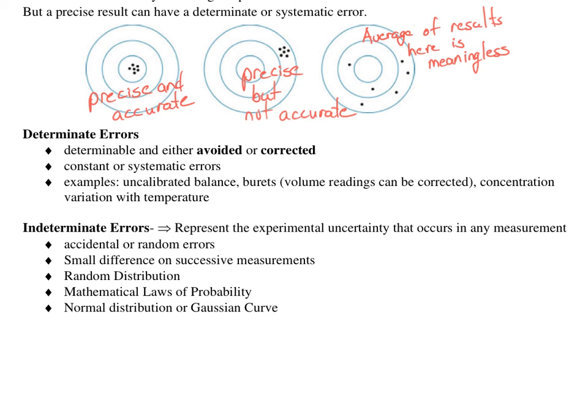Indeterminate errors are accidental or random errors. There are small differences in successive measurements. They tend to have a random distribution, and they follow the laws of probability. A collection of many replicate measurements with indeterminate errors results in a normal distribution or a Gaussian curve.